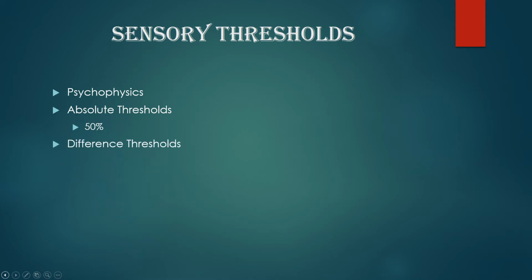A difference threshold is another term you need to know in psychophysics, and that is the point at which you can notice a change, a difference in thresholds. Maybe the intensity of a light is greater or it's not as great. A sound is louder or not as loud. It's the minimum amount of change necessary to notice a difference. That's the definition of a difference threshold. And it helps to know these two: absolute thresholds and difference thresholds.